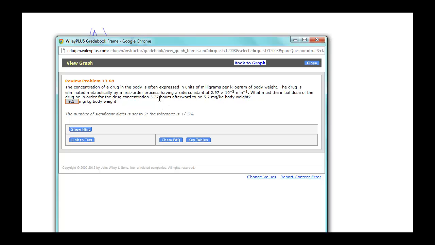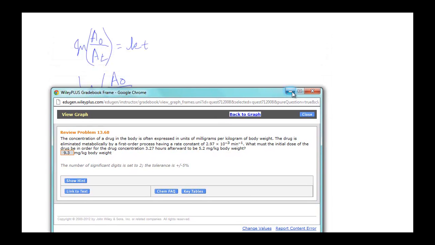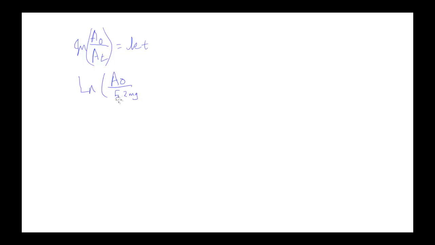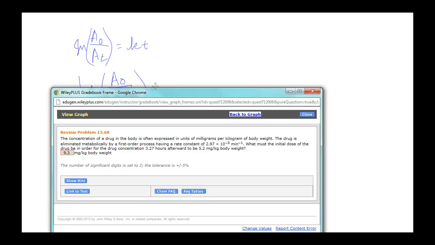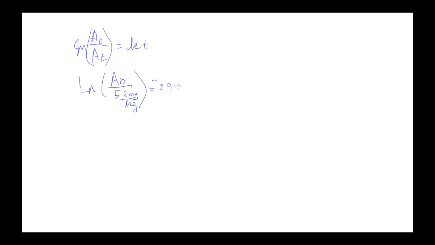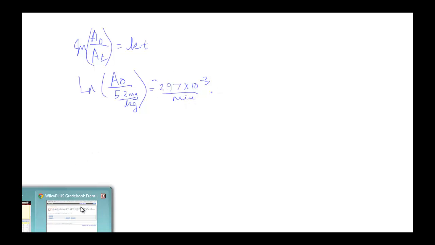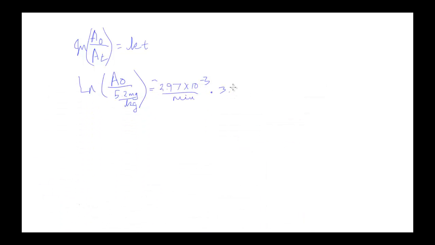In this case, that's going to be 5.2 milligrams per kilogram. That's our A at time t. 5.2 milligrams per kilogram, and the rate constant in this case is 2.97 times 10 to the minus 3 per minute, times t, which is 3.27 hours, and we can convert these hours to minutes. So there's 60 minutes per hour. Hours cancel, minutes cancel. Okay, so go to our calculator.